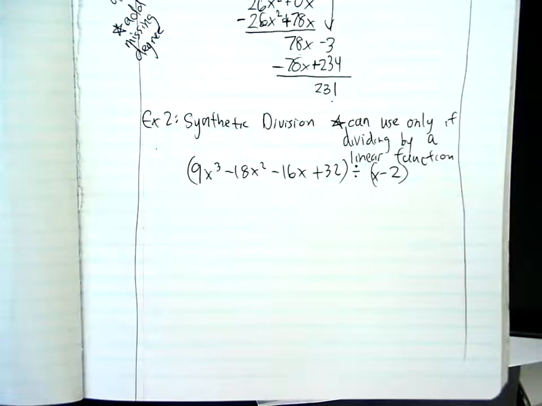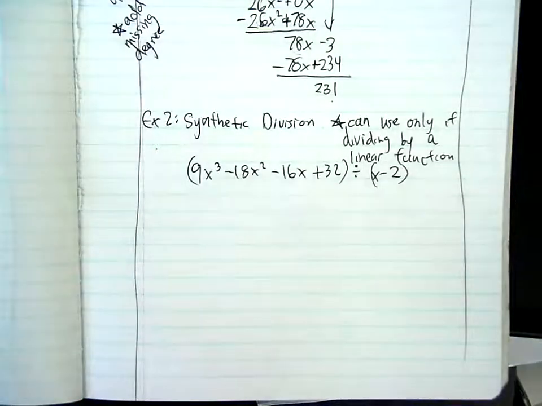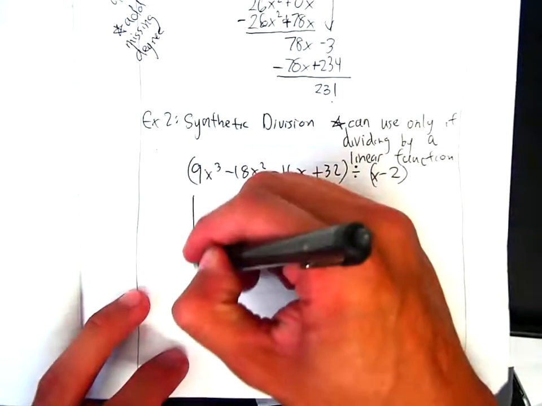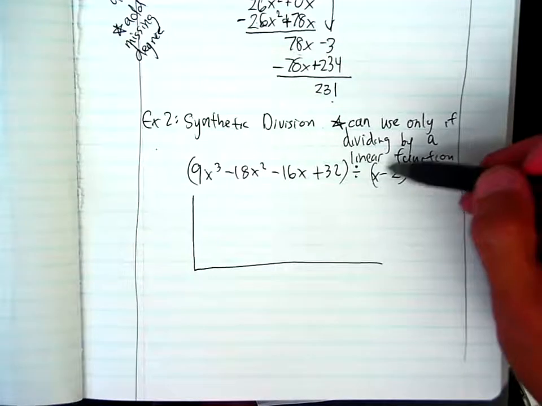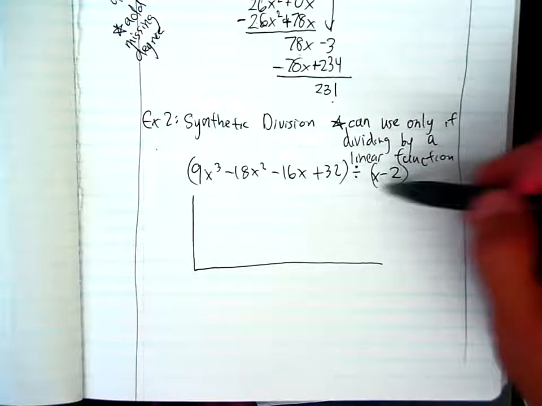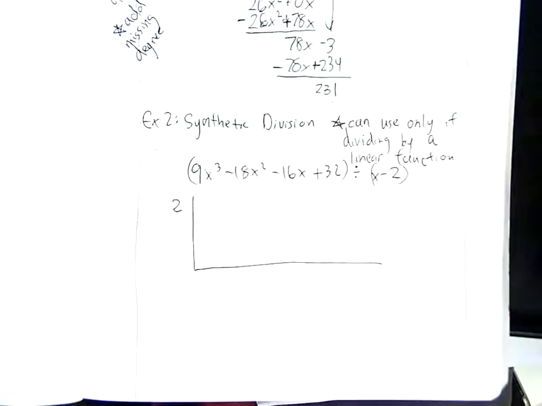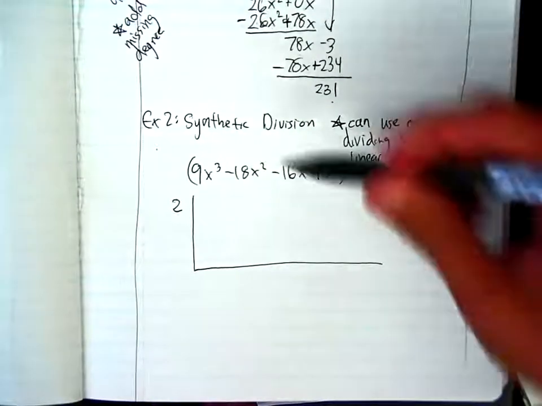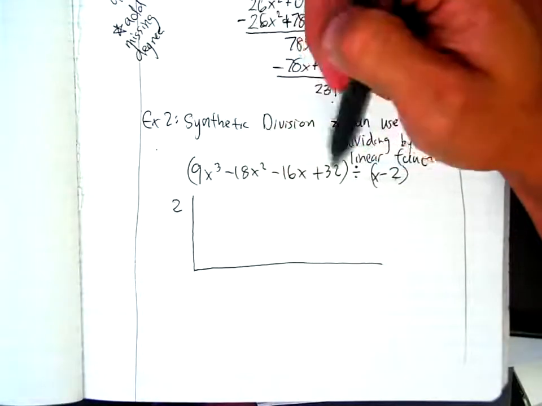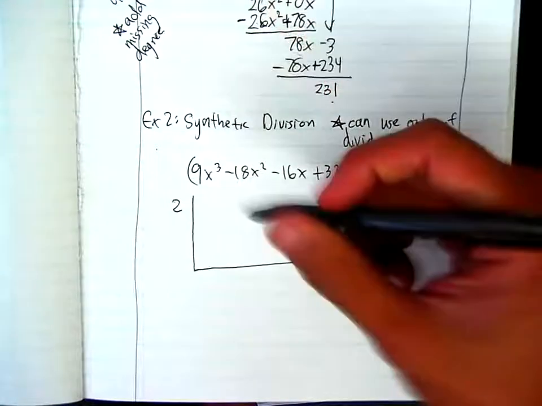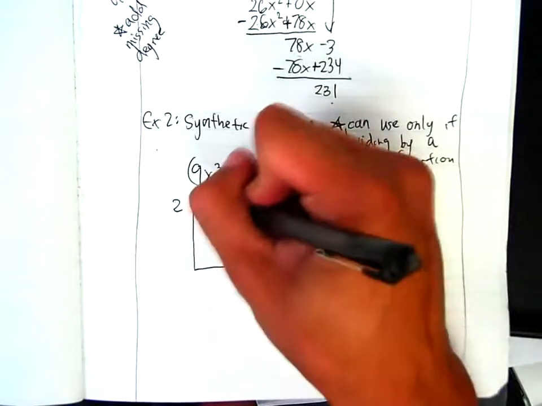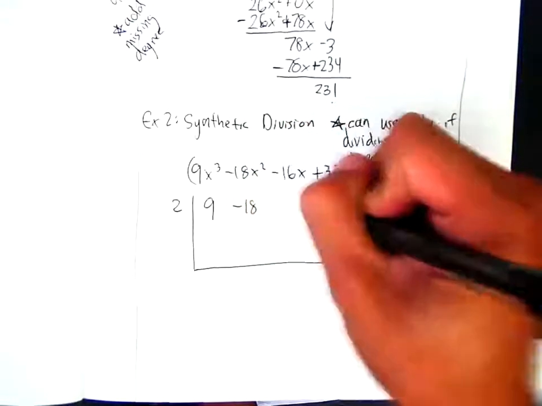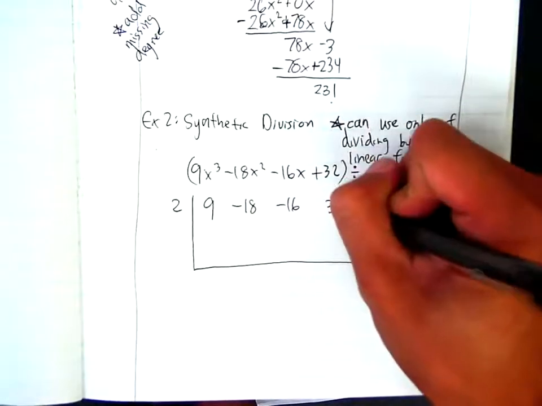Okay, so if I look at that, here's how synthetic division works. I'm going to draw an L. I'm going to take the opposite of this value, or what value would make this a 0. So 2 would make that a 0. Okay, and then I'm going to literally write out the numbers. I'm going to add a 0 if there's a missing degree, but if I look, it's 3, 2, 1, 0, so there's no missing degree. So it's 9, negative 18, negative 16, and 32.